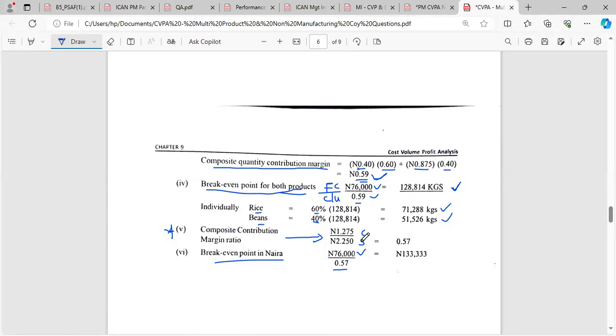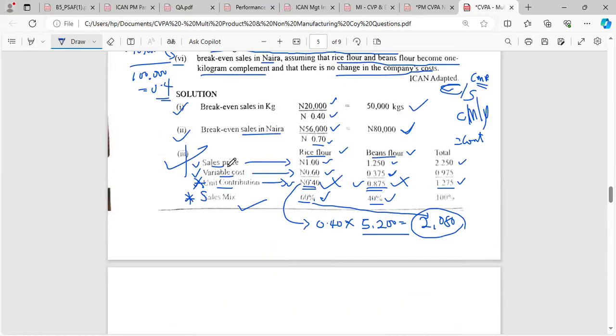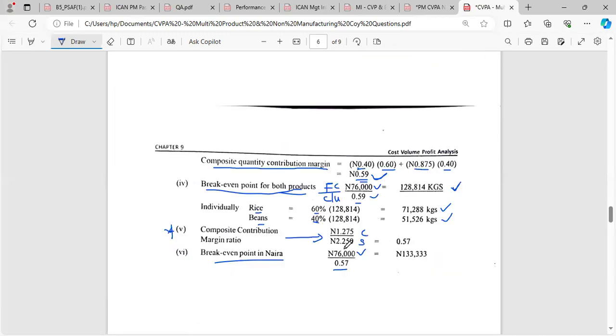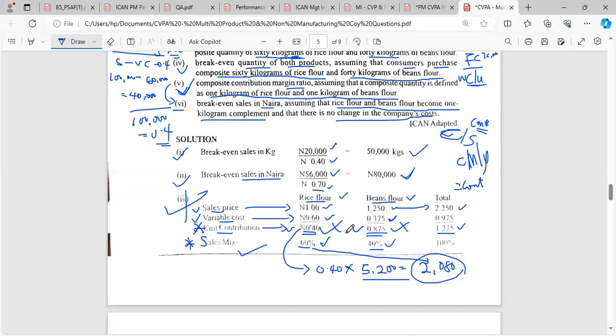So what is our contribution per kilogram? The same thing as saying per unit. And what is our sales per unit or per kilogram? That's what they're trying to tell us. So just go back to your workings. You have done it before. Sales per kilogram combined is 2250. What's your contribution per kilogram? Just like saying contribution per unit, you understand? When you calculate the contribution for rice, you got 0.6, and for beans, you got 0.375. Add it together, you got 0.975. That's what we pick.